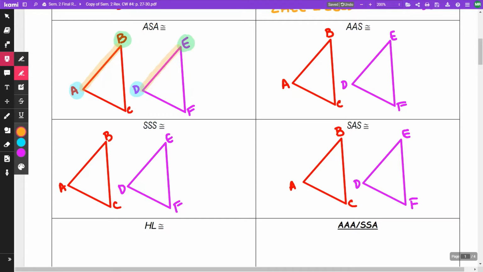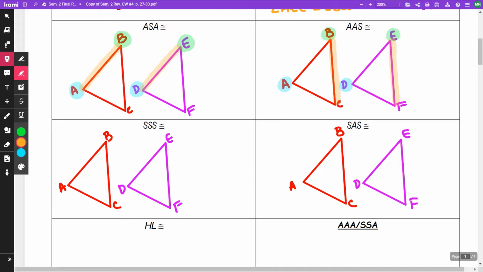Now in the next one, let's say I know the same two angles, angle A and angle D are congruent. Let's say angle B and angle E are congruent. Now in this case, I want angle, angle, side. So angle, angle, and then the side that's not in between. So for example, this side right here and this side right here. Okay, that would be angle, angle, side.